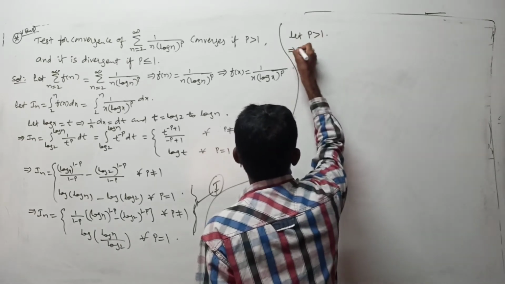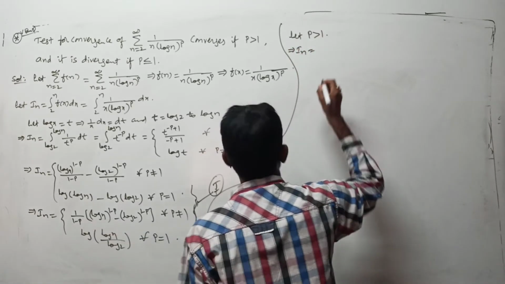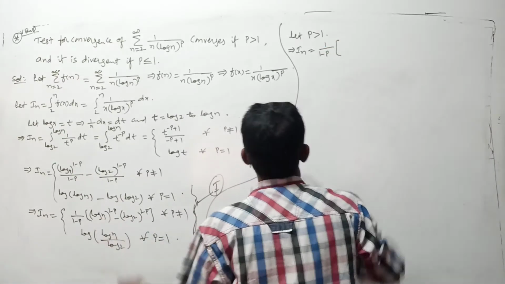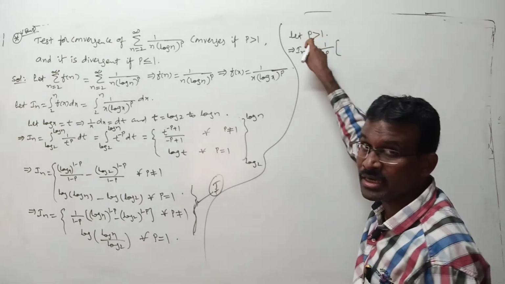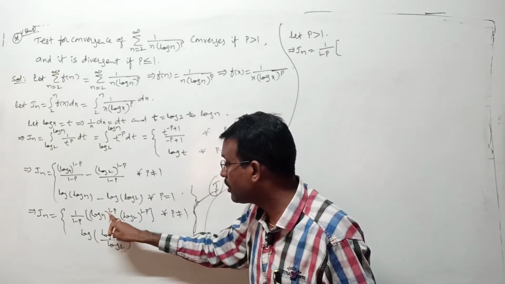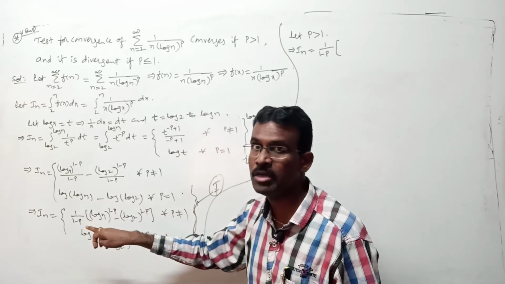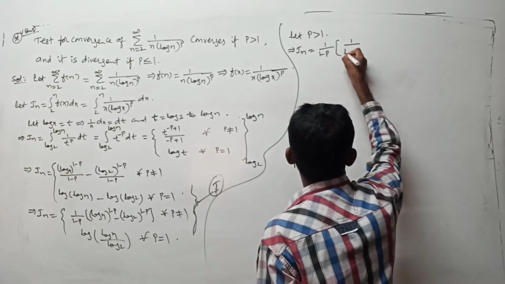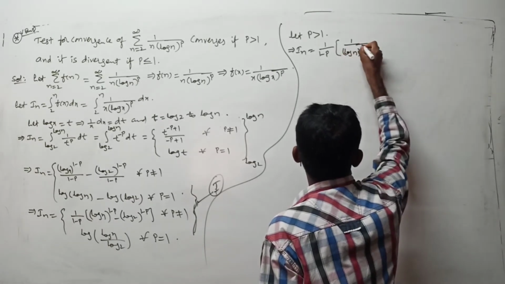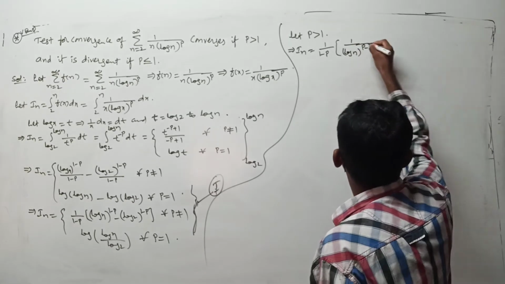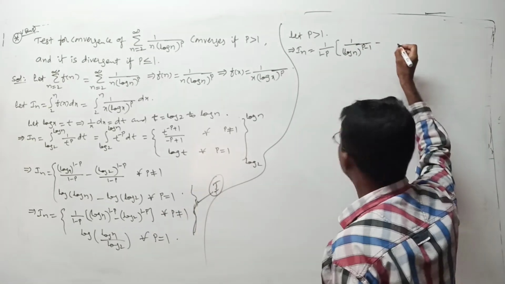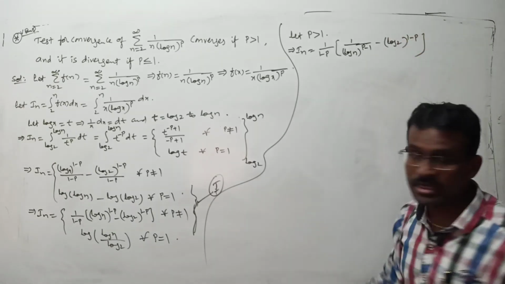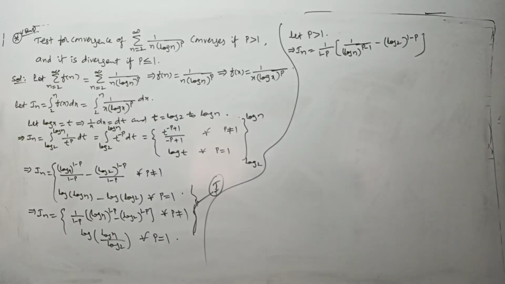This implies I_n is 1 by 1 minus p, but whenever p is greater than 1, p minus 1 is greater than 0. For that, here log n to the power of 1 minus p is there, and you must keep it as p minus 1. For that I am writing it as 1 by (log n) whole to the power of p minus 1 minus log 2 power 1 minus p. No problem, it is a constant number. Any difficulty, any problem in that case?